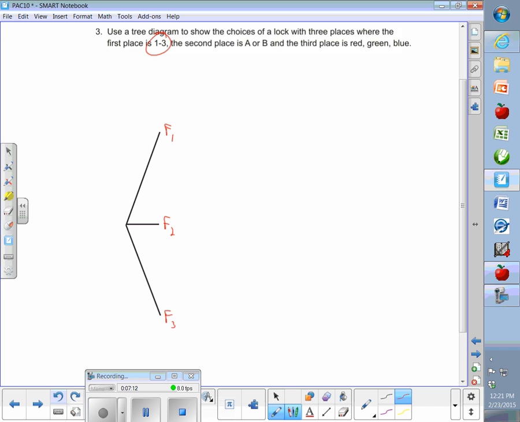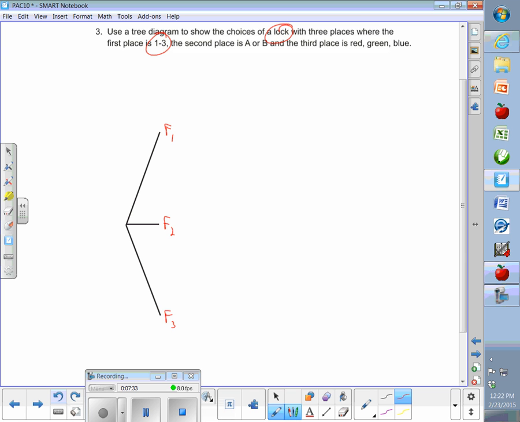All right, so here's what we got. Show the choices of a lock. It has 3 places where the first place is 1 through 3. Okay? So there's the possibilities. You could have a 1 in the first place, or a 2 in the first place, or a 3 in the first place. That makes sense?